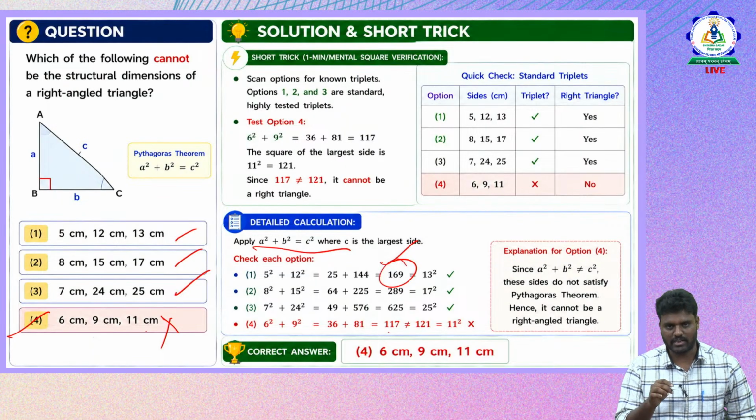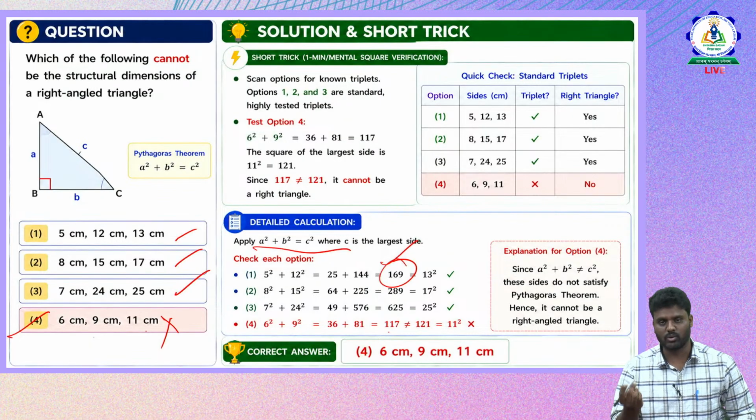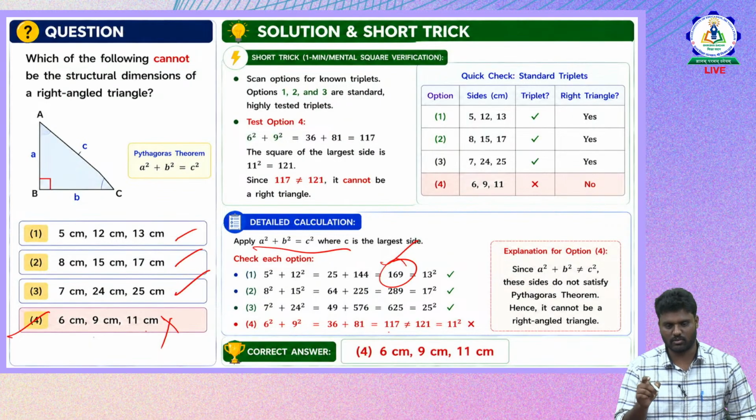Okay, when you add 64 plus 25, again it will become 289. So 17 square is equal to 8 square plus 15 square, so that is also a Pythagoras triplet.